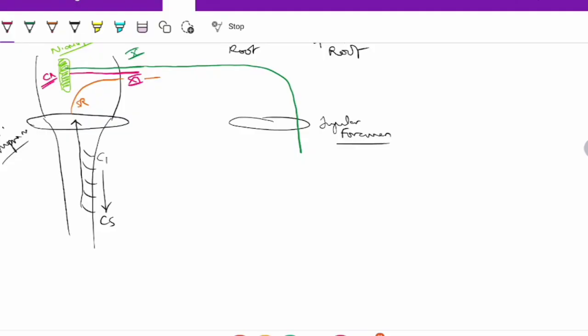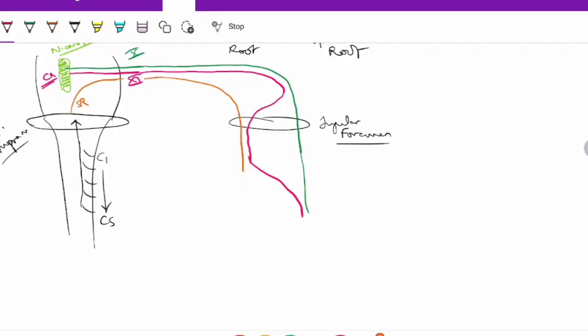Now the cranial root of the spinal accessory follows a very weird kind of path. When it exits the medulla, it carries on along with the 10th. But when it is about to exit the jugular foramen, it leaves the 10th cranial nerve and joins the 11th to exit. And once it exits through the jugular, it again comes back to the 10th cranial nerve.